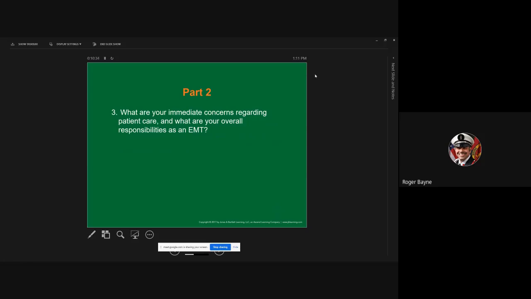What are your immediate concerns regarding patient care, and what are your overall responsibilities as an EMT at this point? What's our immediate concern with this patient? To make sure that that pulse stays the same. Excellent. Yes, to make sure that that pulse stays and we don't lose it. What else?